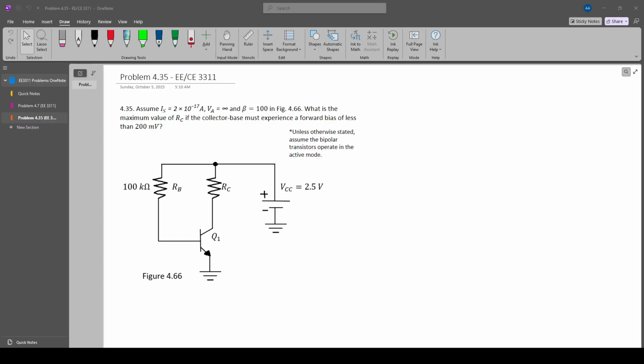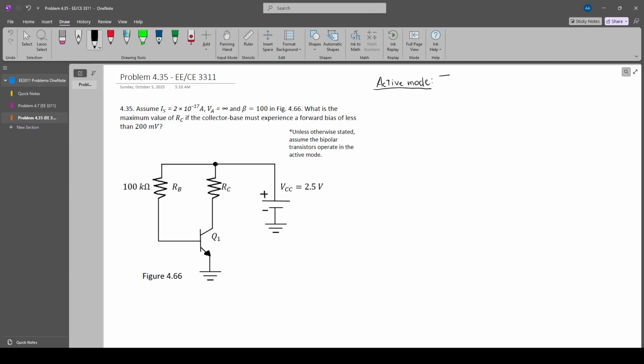They are giving us the reverse saturation current of the transistor, the early voltage, and the beta value, right? The book is also telling us that we can assume that the transistor is operating in the active mode. So let's start with that. Let's indicate that we are working on active mode for this case.